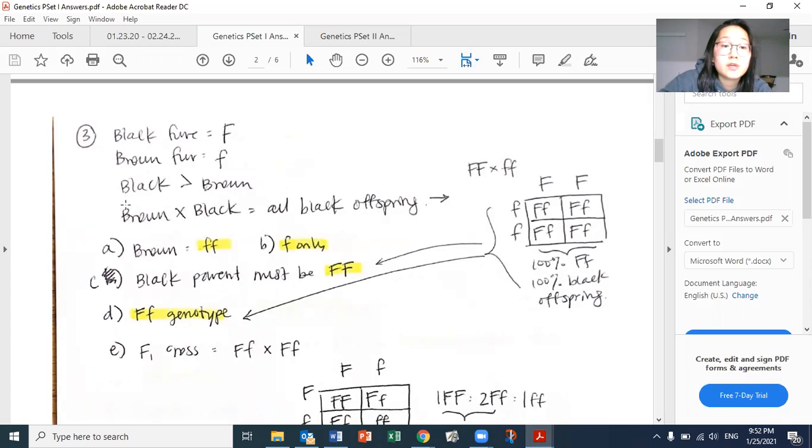So there's a brown furred parent and a black furred parent, and they produce all black offspring, which means that obviously we know that the brown furred parent has to be homozygous recessive, because if it has any capital F, it would automatically just have black fur. So we know that in part A, the brown furred parent has to be lowercase f, or homozygous recessive.